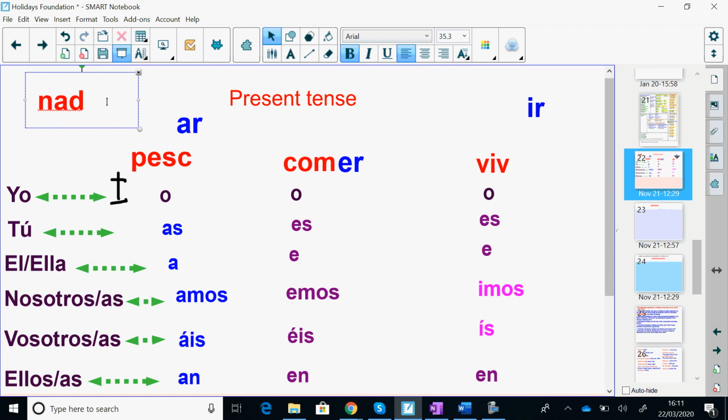Now, how would it be? We swim. That's it. Nadamos. Because it's we. ¿De acuerdo? Fantastic. How would it be? They swim. Remember, they, ellos. Muy bien. Nadan.